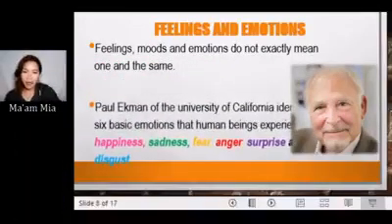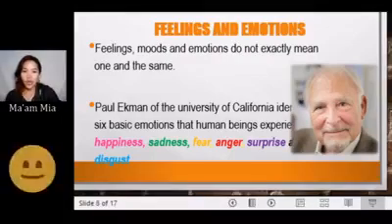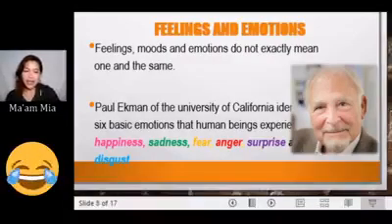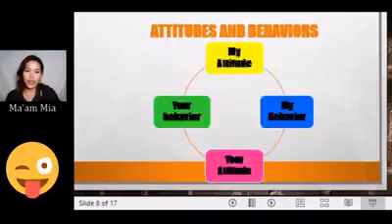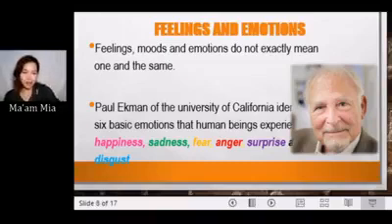So, Paul Ekman of the University of California identifies 6 basic emotions that human beings experience. So, we have happiness, sadness, fear, anger, surprise, and disgust. So, those that I have mentioned are the basic emotions that, according to Paul Ekman, are experienced by human beings. For example, humingi ka ng pera sa nanay mo.